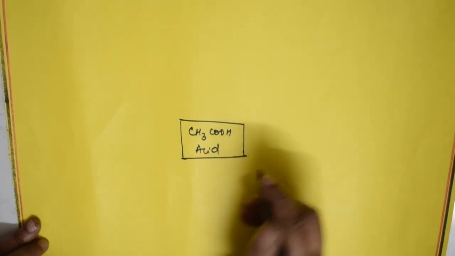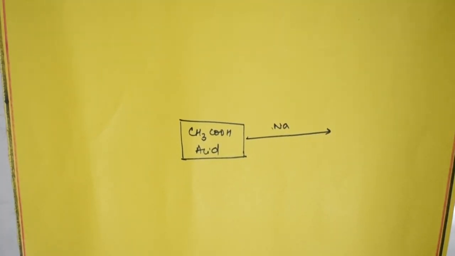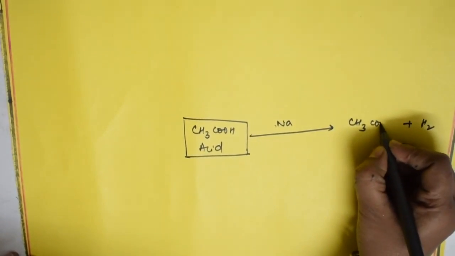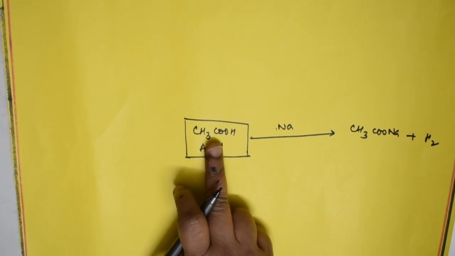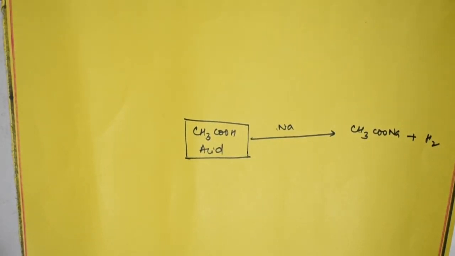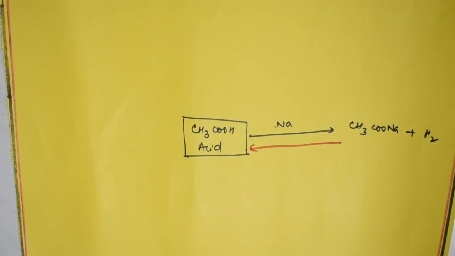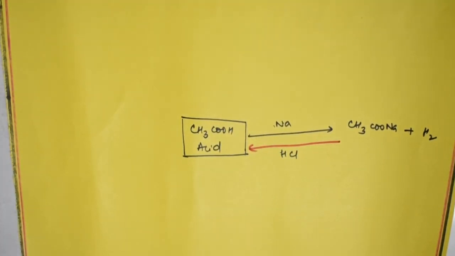When you introduce sodium metal to this, we know that when a metal is added, it releases hydrogen and forms a salt, CH3COONa. This is fine. So there's a displacement of sodium and hydrogen gas comes out. If you want to convert this sodium salt back to your acid, you can introduce HCl. If you introduce HCl, NaCl comes out and you get the acid back.